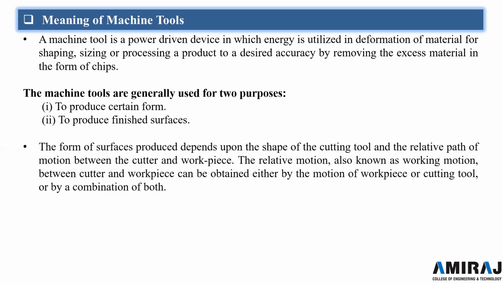The form of surface produced depends upon the shape of the cutting tool and the relative path of motion between the cutter and workpiece. Okay, so whatever form of surface we want to create depends upon the shape of the cutting tool, what kind of shape it is, and the relative path between cutter and workpiece.